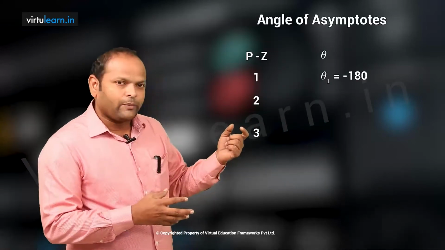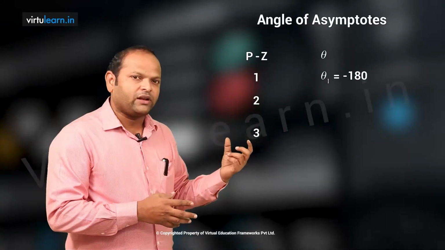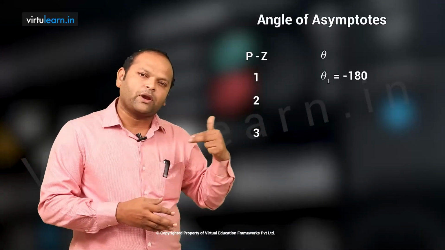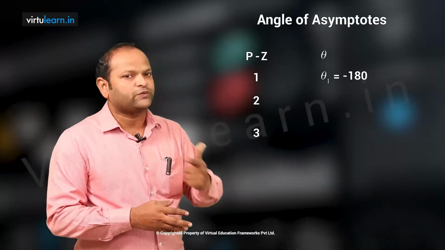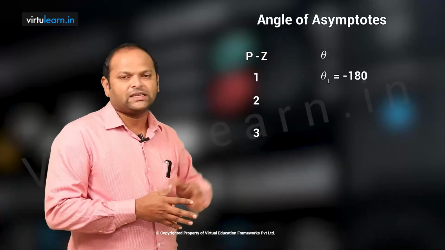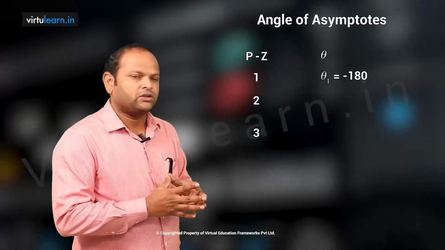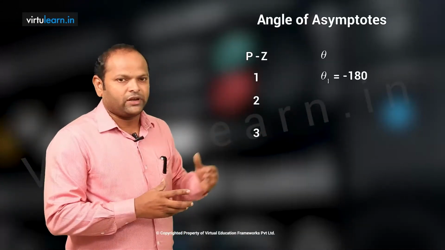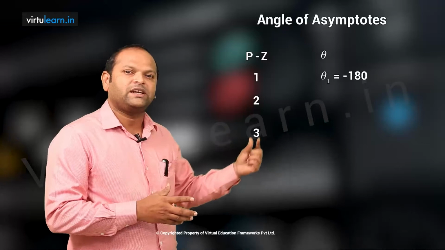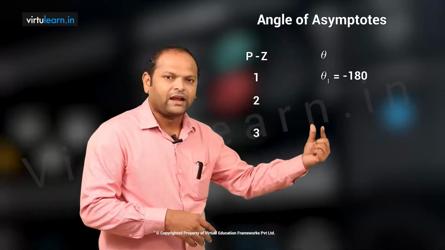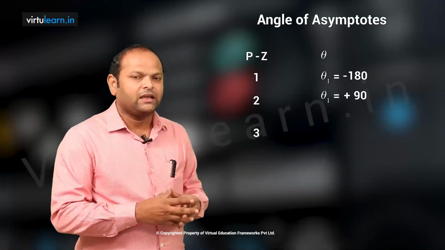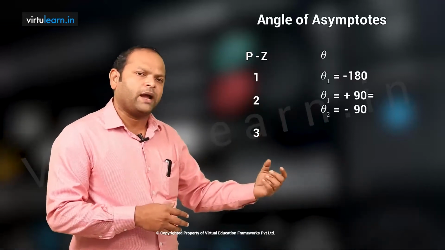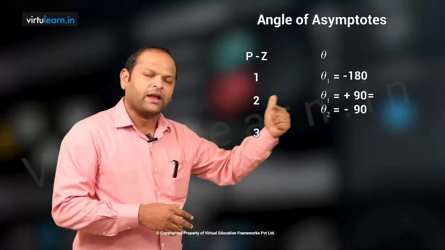So what will be your asymptotic angle when P minus Z is 1? That means the difference between the number of open loop poles and open loop zeros is 1, it is minus 180 degrees, straightforward, you can remember. So theta 1 is minus 180 degrees. When there are two asymptotes, P minus Z is 2, the angles I can directly write as theta 1 is plus 90 and theta 2 is minus 90. Or you can take all minus values, minus 90 and minus 270.